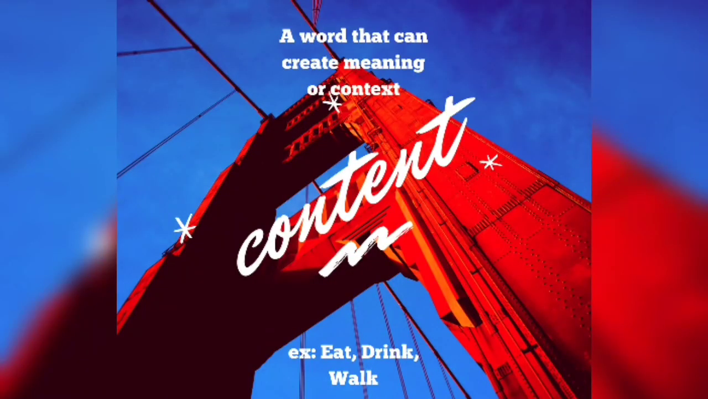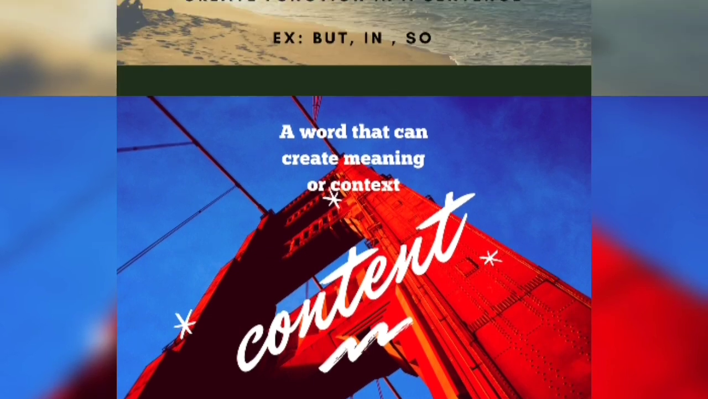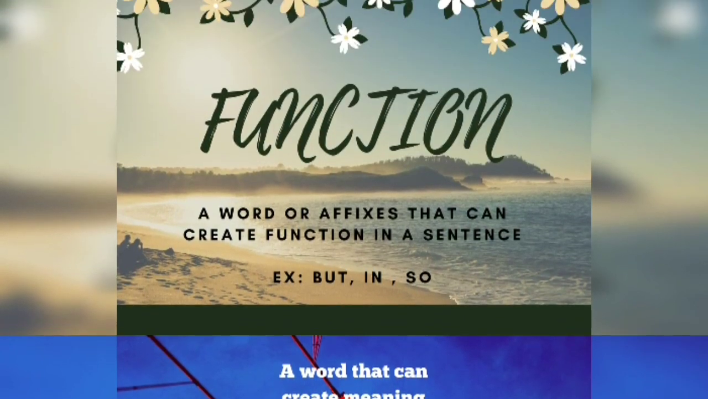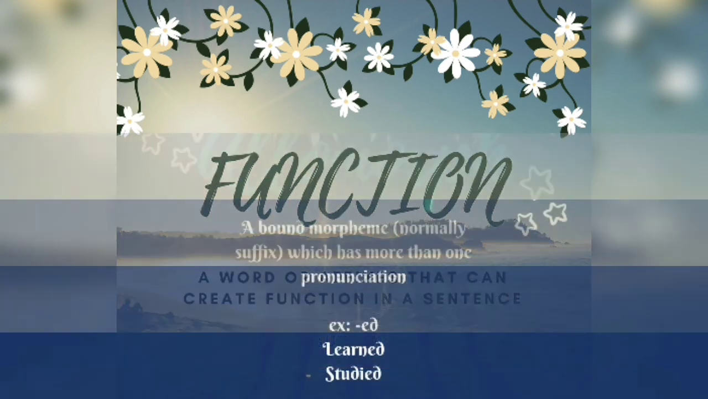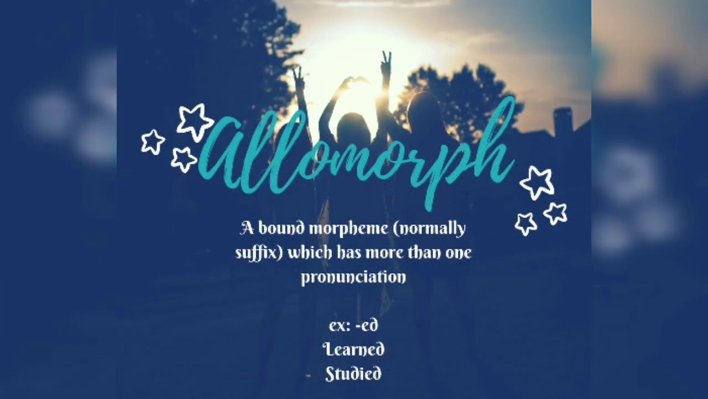Content is a word that can create meaning or context. It can be a word also. And the last is function, a word or affix that can create function in a sentence. For example, but, in, so. And the last is allomorph. Allomorph is a bound morpheme, normally suffix, which has more than one pronunciation. For example, ed, learned and studied.